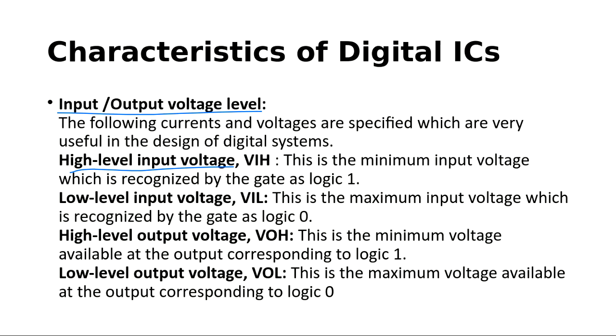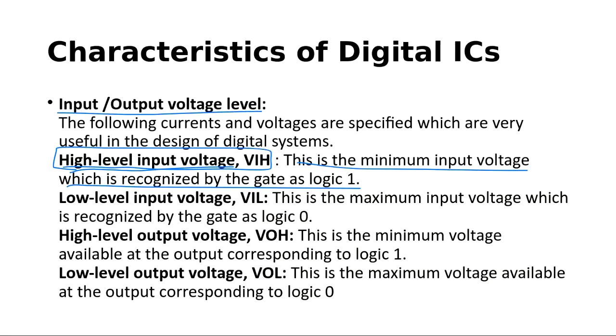For example, high level input voltage. This is the minimum input voltage which is recognized by the gate as logic 1. So how will the IC understand that I'm receiving 1 at my input or 0? It doesn't know any other language, binary, decimal, or any alphabet, except the voltage. So it will decide by the voltage level.